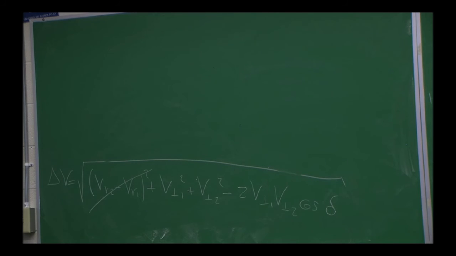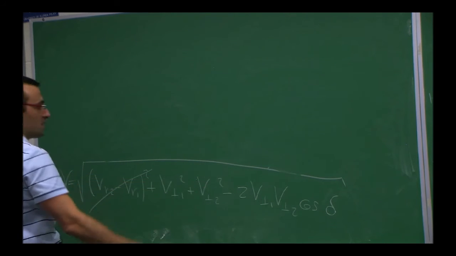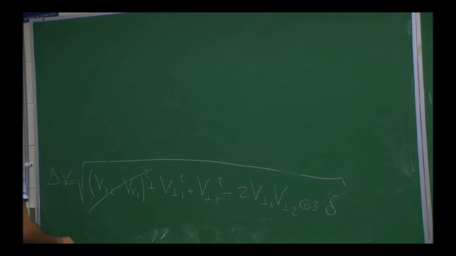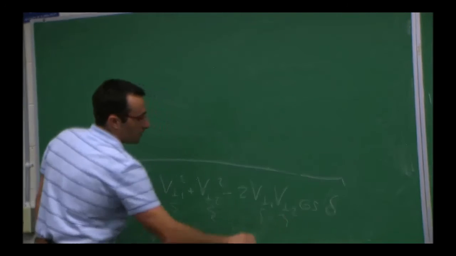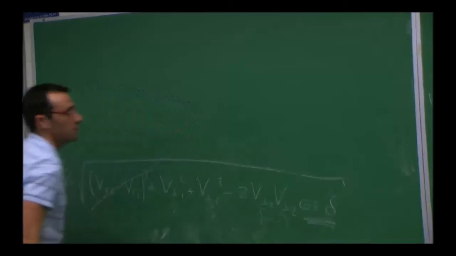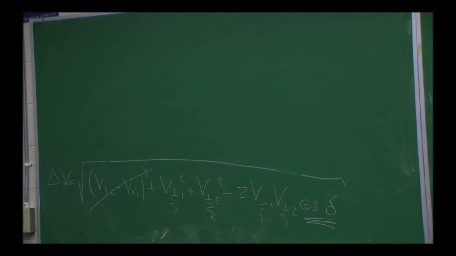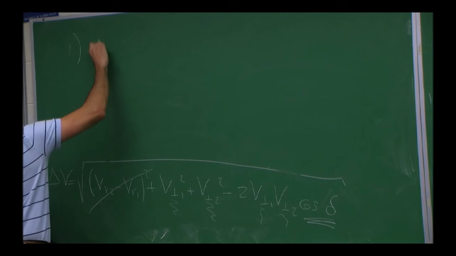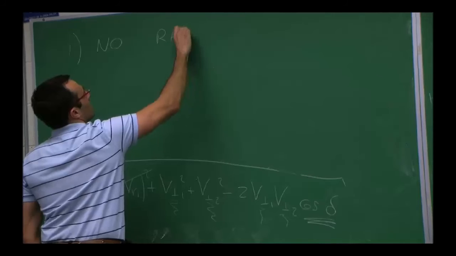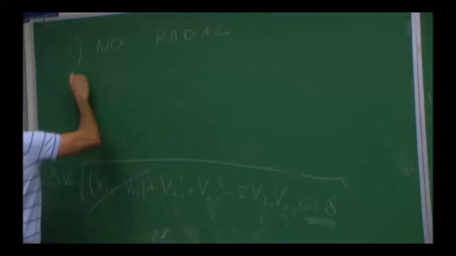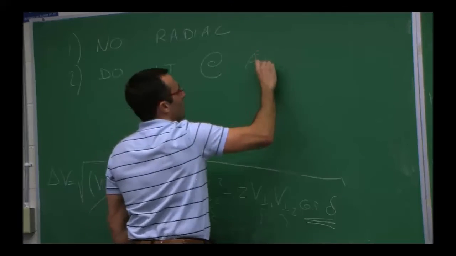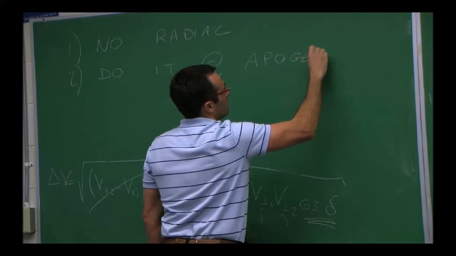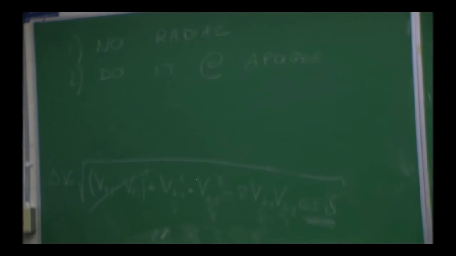What else? How can you make whatever is left small? Now, this is a matter of the magnitudes of these, right? This is given. You can't really change these. It's the planes that you need to play with. So one is not radial. You don't do radial changes. The second is do it at apogee, if possible, because one of the two velocities will be small, right?